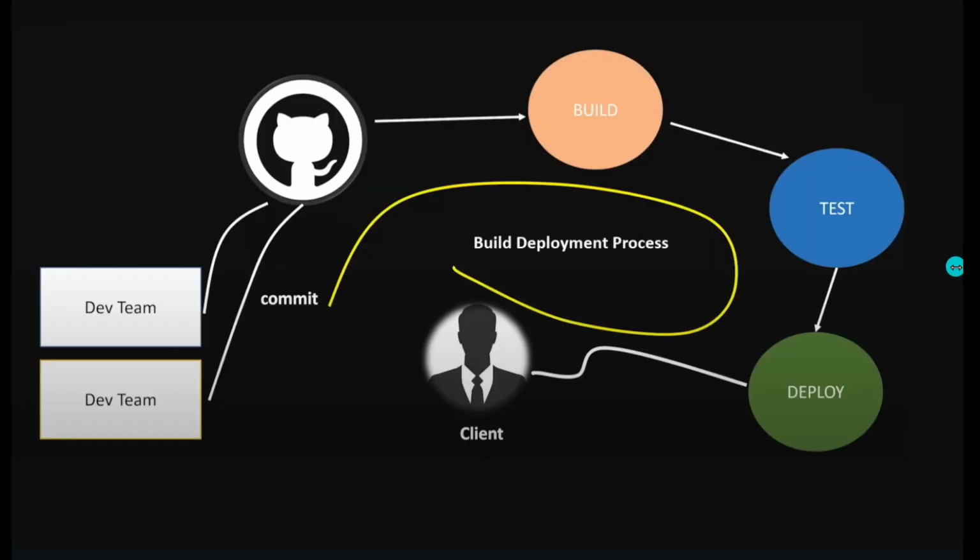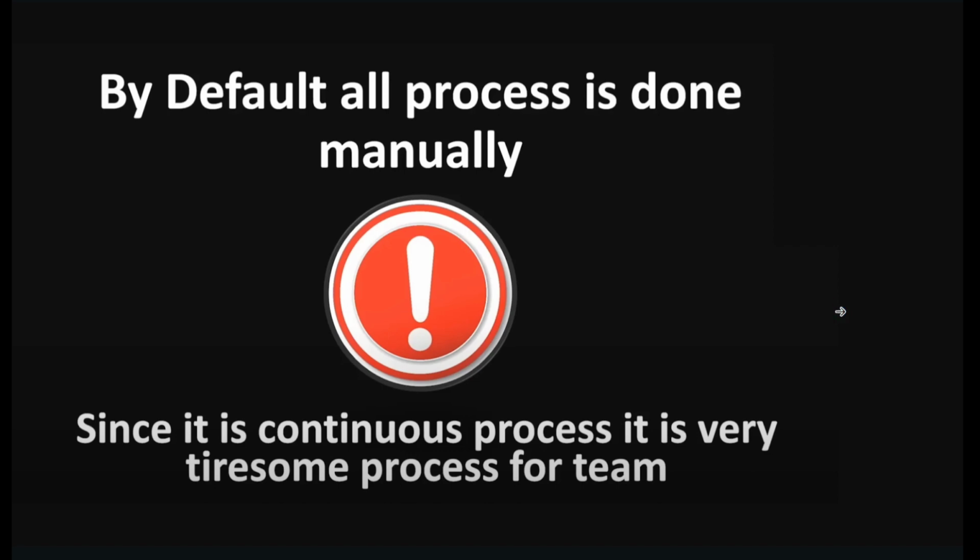Before Jenkins, what people did was, the dev team used to commit on GitHub, then the DevOps team would manually build, test and deploy. They had to do that manually all the time when a new commit was made, and it is more time-consuming and riskier.